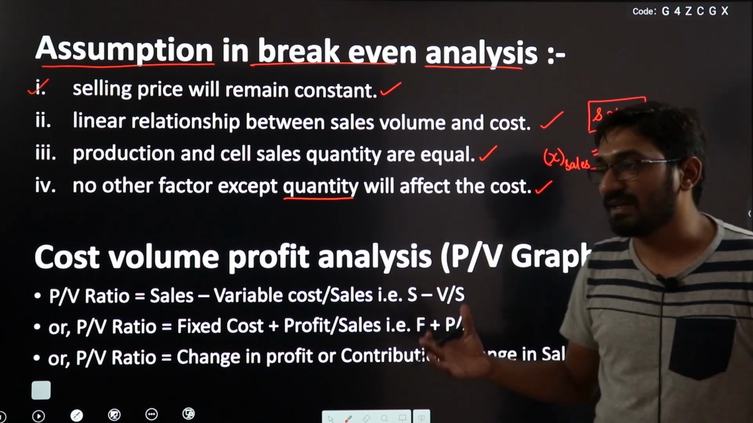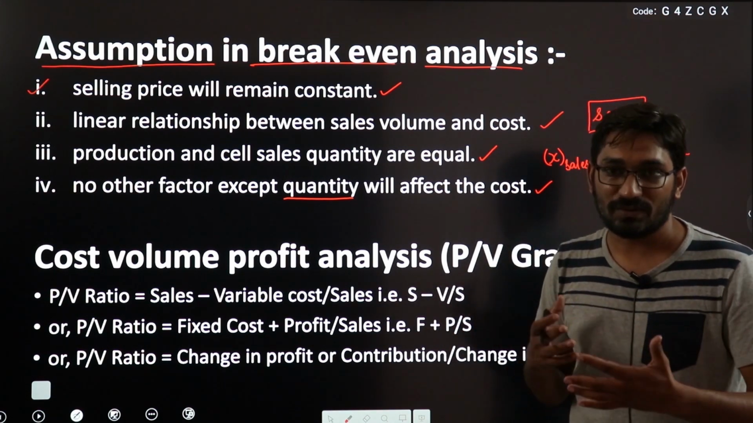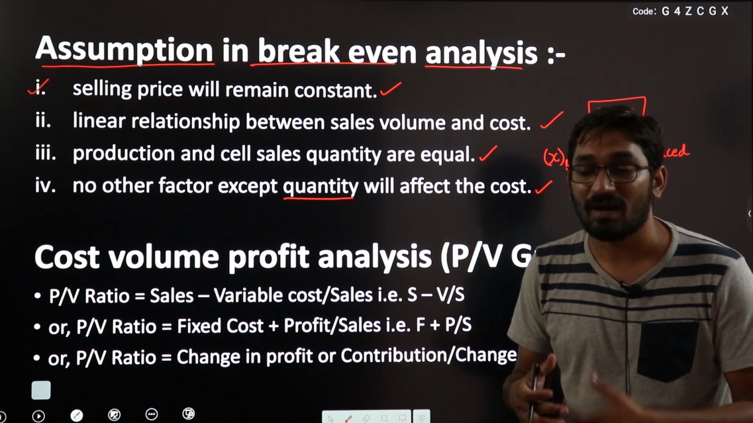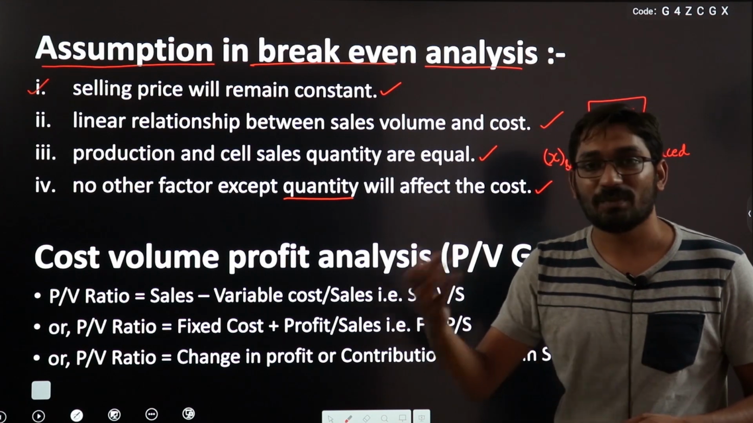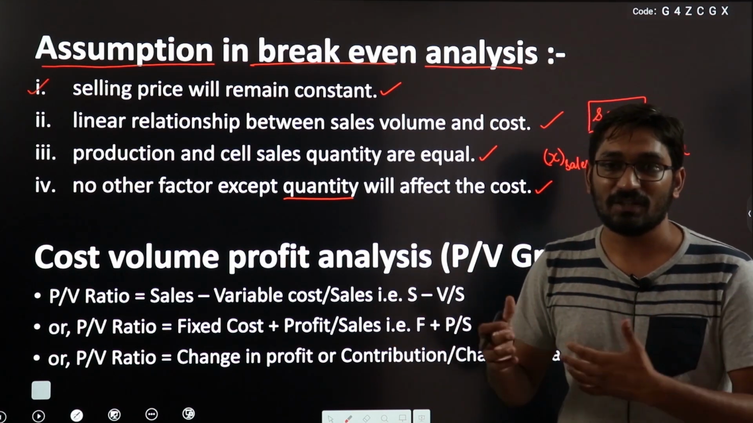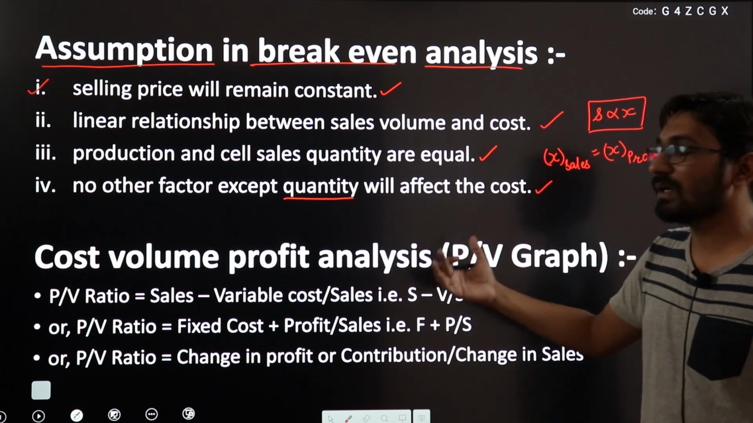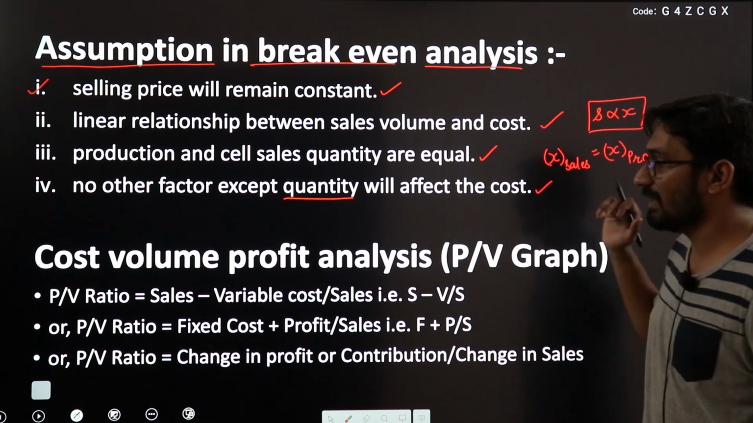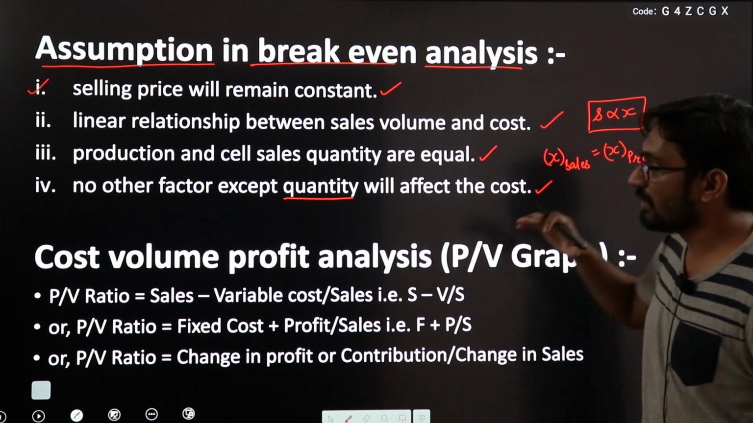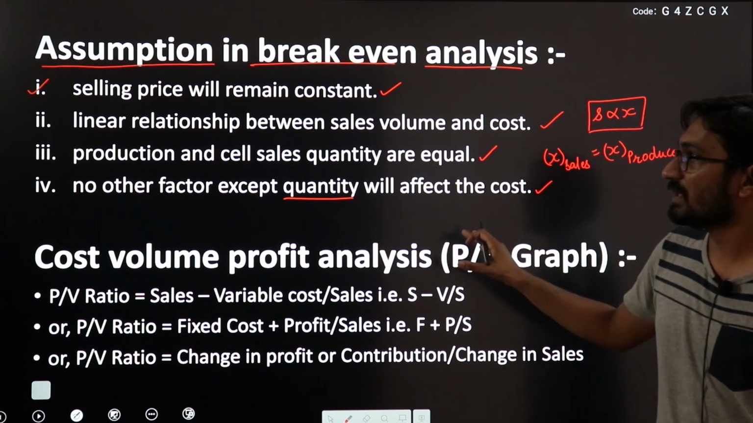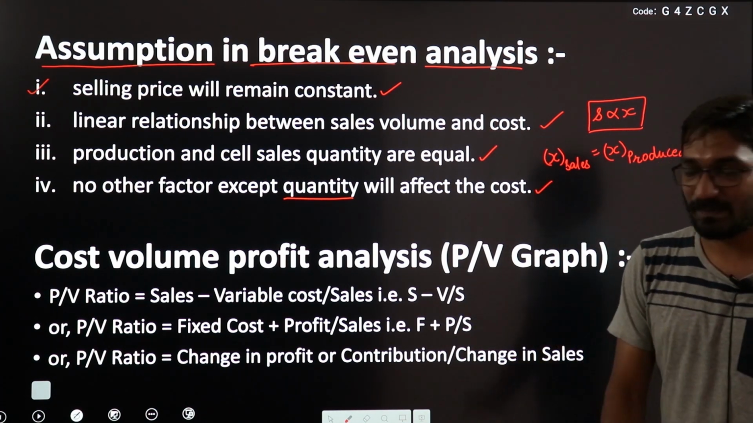So many factors are there which will increase or decrease the total cost, right? Availability of raw material, transportation cost, electricity charges, government subsidies. So many factors are there which will change the total cost of production, but we are neglecting them. We are saying that only the amount of units produced will affect the total cost. So these are the 4 assumptions which we are using in the break-even analysis.